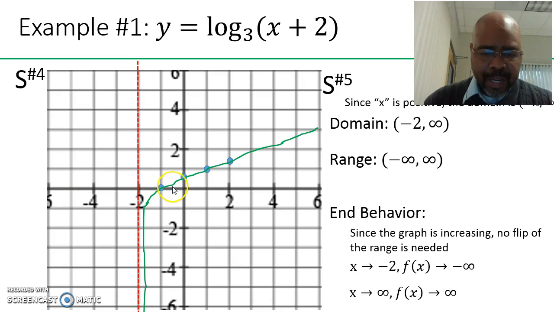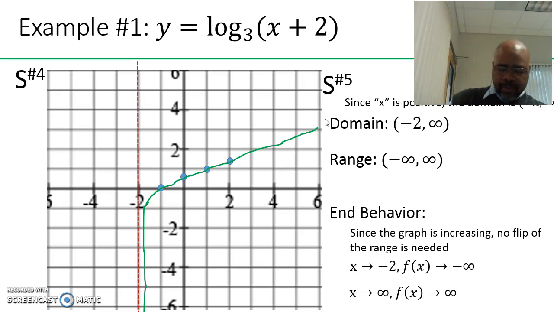Let me try to explain that right quick. You see how my graph line is, as it's going towards -2, as my x values go towards -2, my graph is going down towards negative infinity. And as my x approaches infinity, my graph goes up toward infinity. That's a good visual picture of how end behavior works.